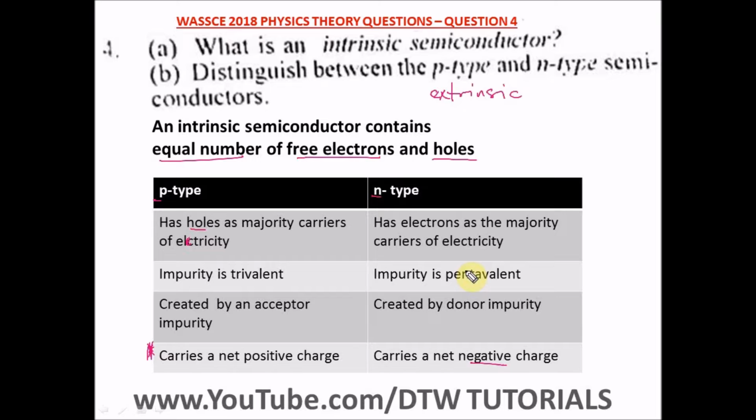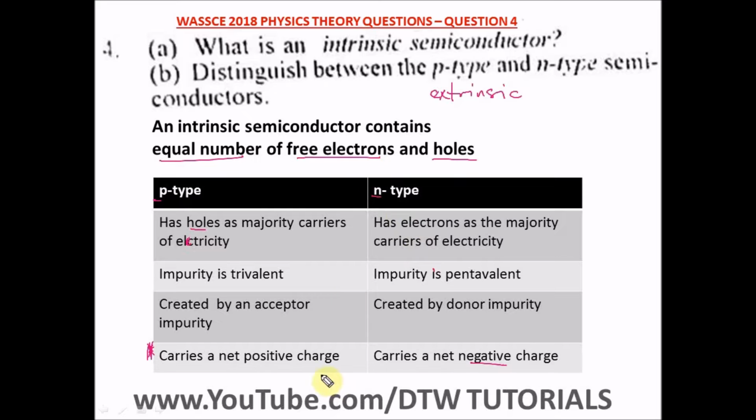Okay, and you would notice that when you have an exam, physics, like for this 2018, when you go to the OBJ section, there are some questions in the theory. If you've written exams, there are always clues from your OBJ that would also help you in your theory section. So look out for those little clues that you'd see in your OBJ section that would also help you out in your theory section. These are the differences between your p-type semiconductor and n-type semiconductor.